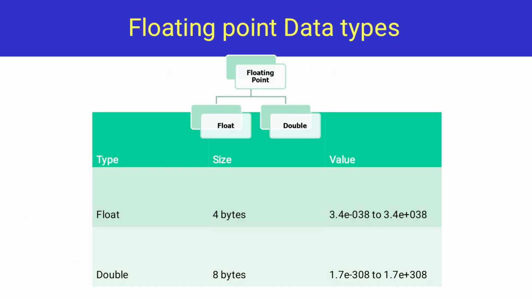Now moving towards the floating point data type. Floating point data type is divided into two categories, as you can see in the picture. The first one is float, and the next one is double. The size of float is 4 bytes, and the value is around 3.4e+38. Similarly, double has 8 bytes, and the following are the values.